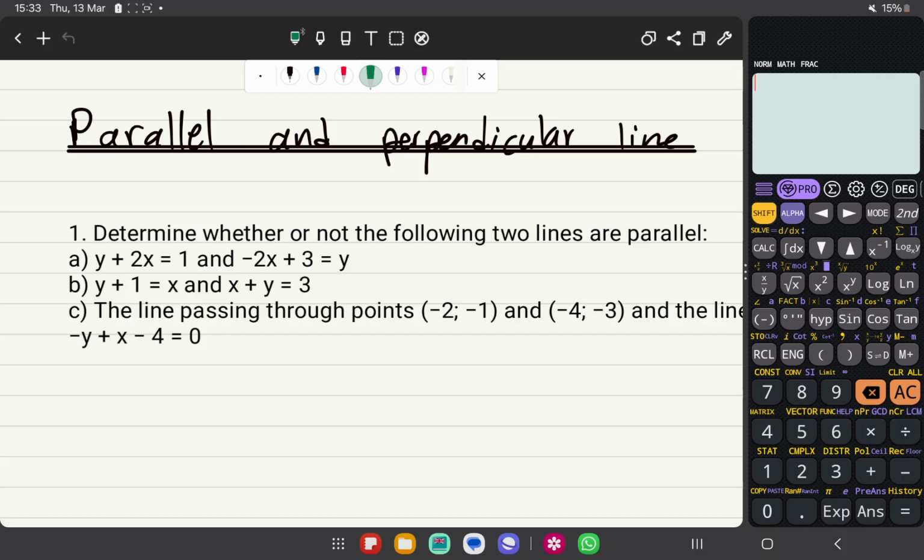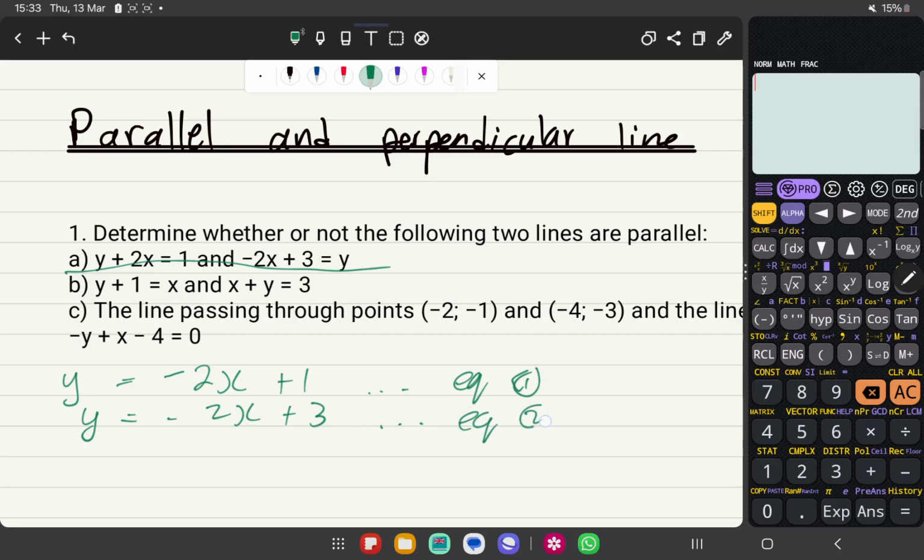So focusing on number A, we see that equation 1 is y equals minus 2x plus 1. That is equation 1. Equation 2, you have y equals minus 2x plus 3. That's equation 2. So remember, for parallel lines, we don't care about the c, your y-intercept.